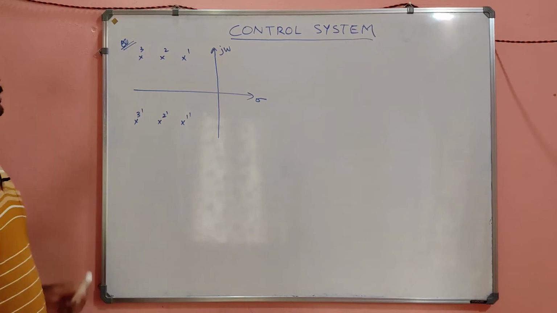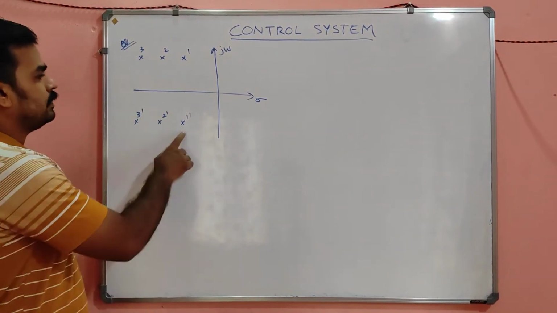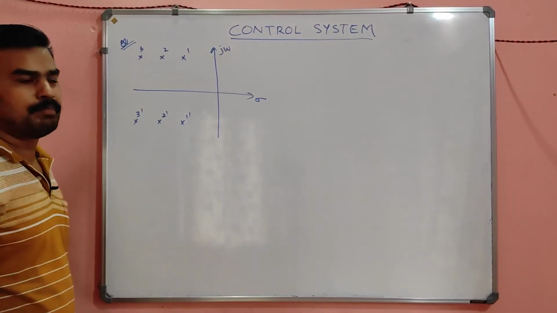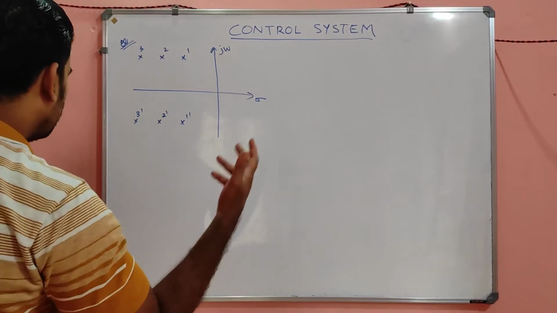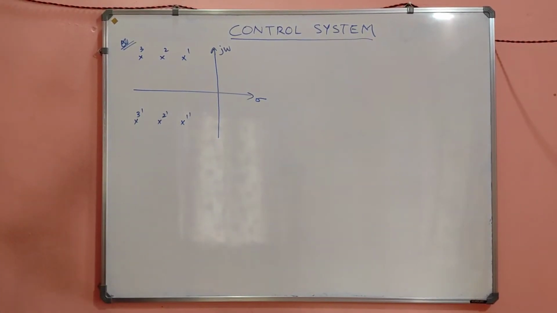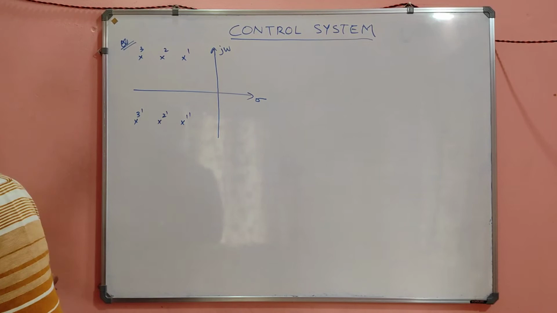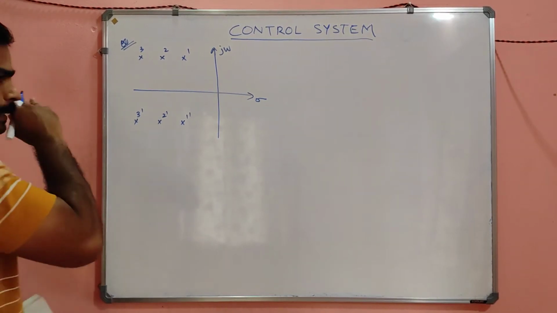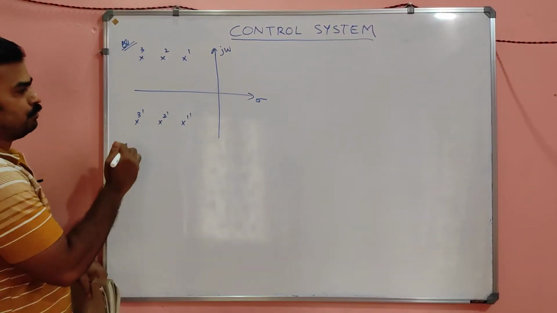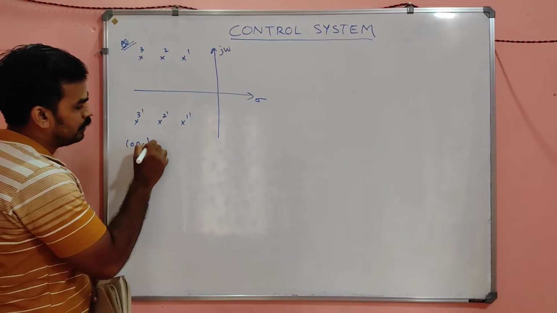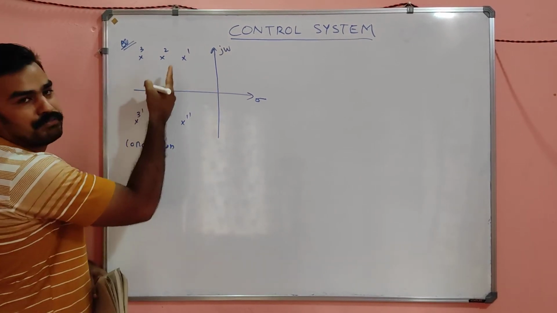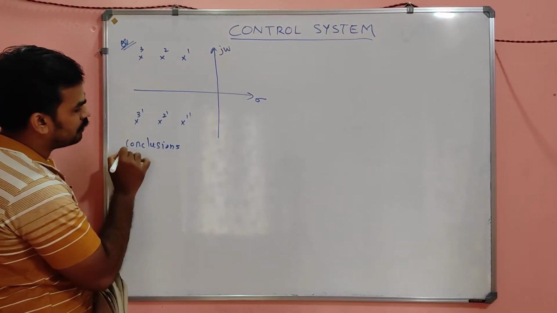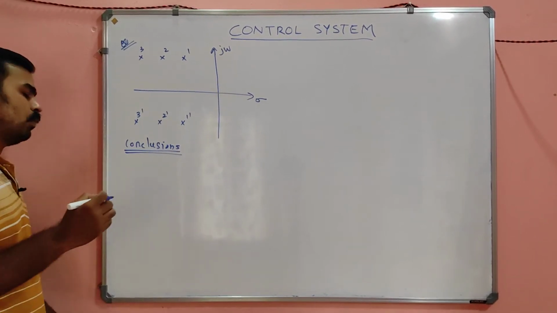So from this you have to learn a lot. This is nothing but the opposite mirror image of the poles. So you have to learn a lot from this, my dear. From this you have to conclude a lot. That conclusion I will tell you one by one. So conclusions. From this single figure, you have to conclude a lot.